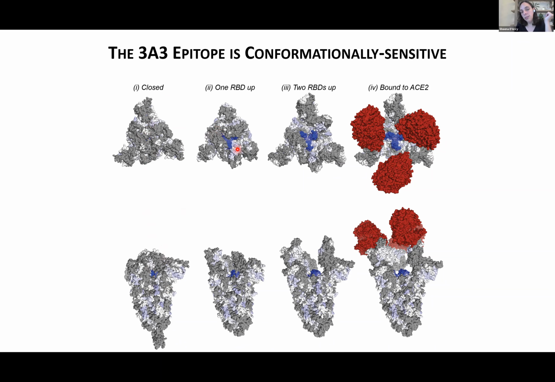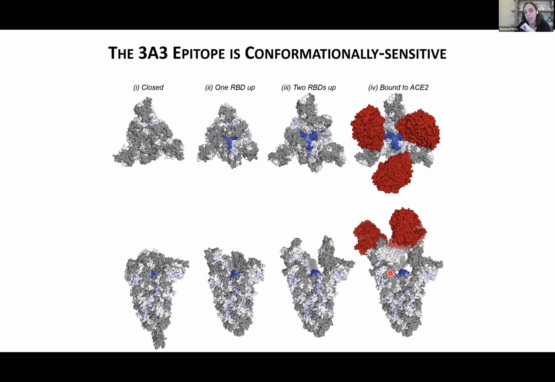And as we progressively move these receptor binding domains to their up position, these are different cryo-EM structures that are available, now we can see our epitope is becoming more available. Before finally, in this last structure here, we actually have the ectodomain of the ACE2. We can almost completely see our epitope here. So this tells us that this 3A3 epitope is conformationally sensitive, and perhaps explains why we were not having much luck with the cryo-EM.